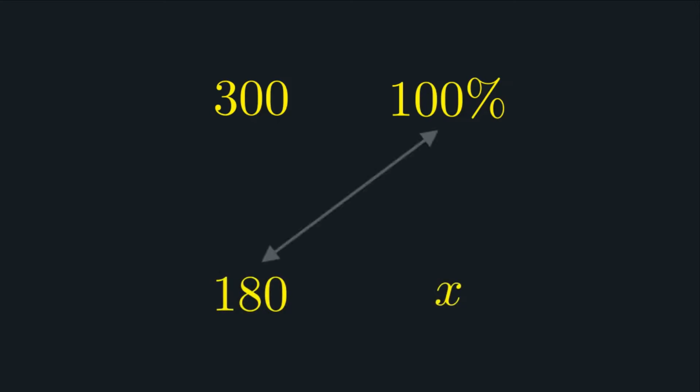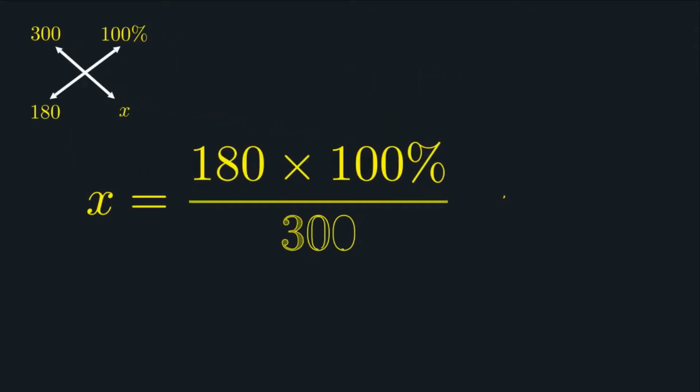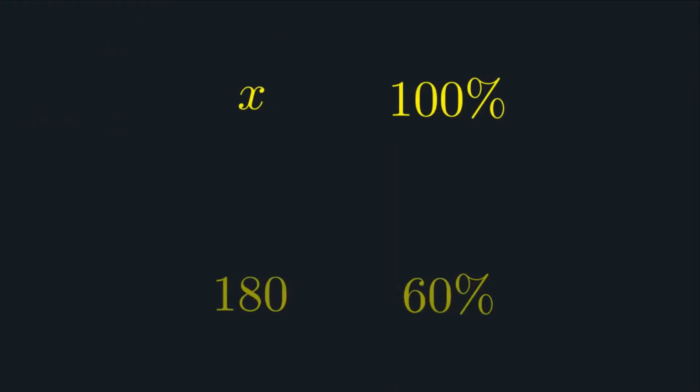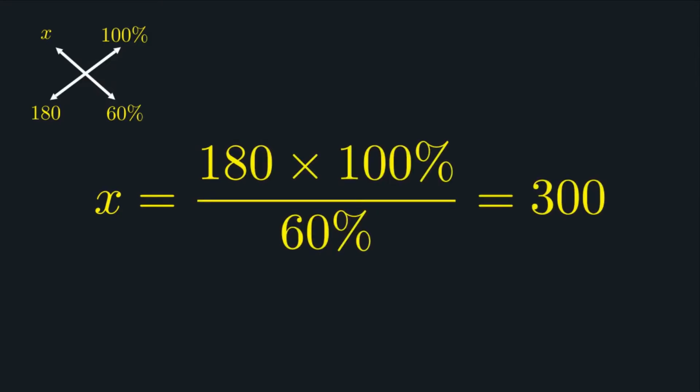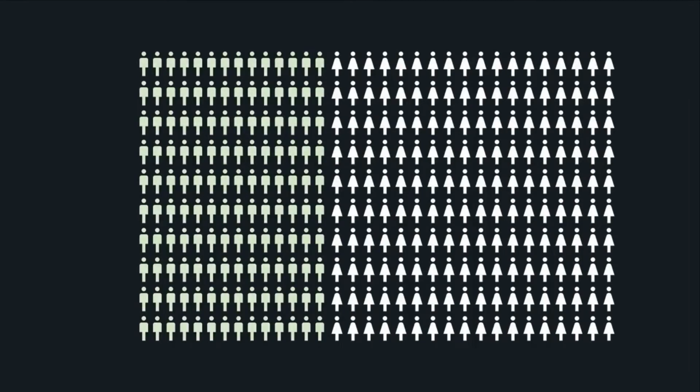Put x in the place of the value you want to find. We multiply the numbers along the diagonal and divide by the number that is diagonal from x. In this way, any value from these four numbers can be found. For example, we can find how many people there are in total, if we know that 60% of this group are women. From here we can find that 40%, or 120 people, are men.